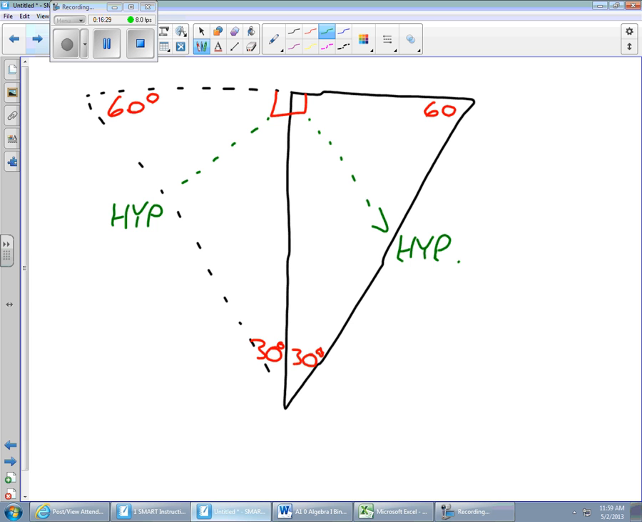How about the short leg? How do we find the short leg? In this case, it's going to be up on top. Why is it up on top? Because it's always across from the 30-degree angle. The short leg and the small angle are always going to be across from each other. So if you've got the 30 there, that's going to cause your short leg to be across from it there. Same thing on this side.